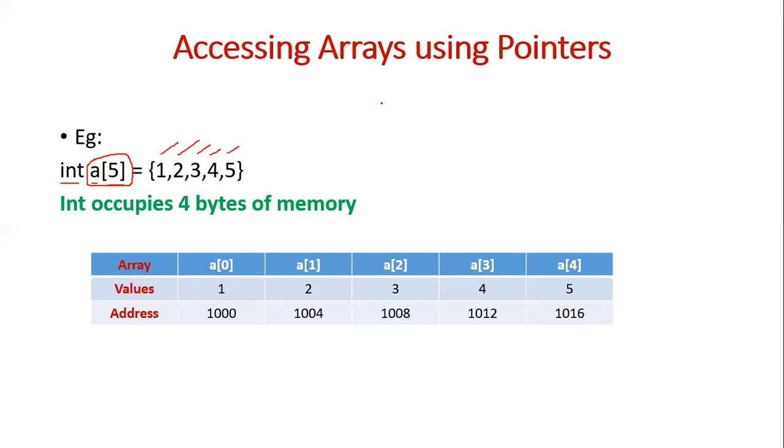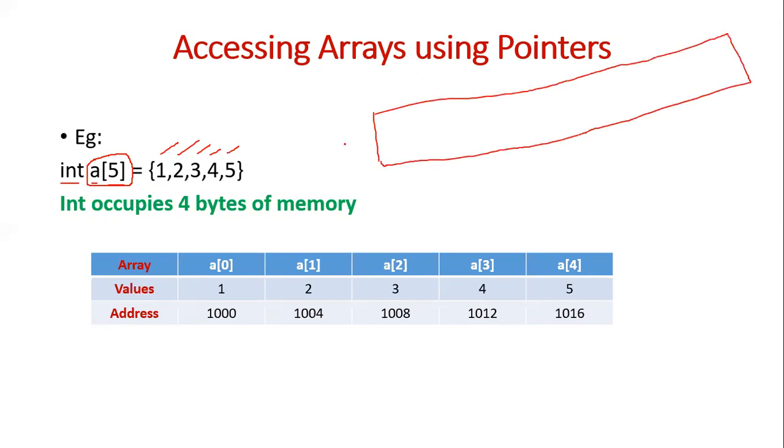So that means some location will be allocated for this array in memory. The entire location will be named as A. The first location we call A of 0. The array index starts with 0 in C. So the second location will be called A of 1, the third location will be called A of 2, and the fourth location will be called A of 3.